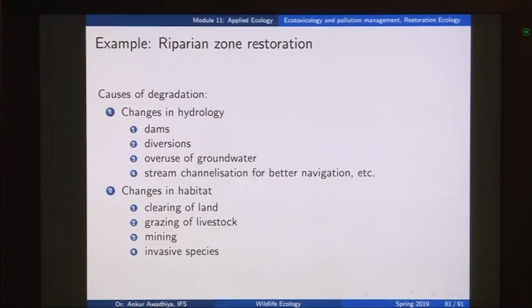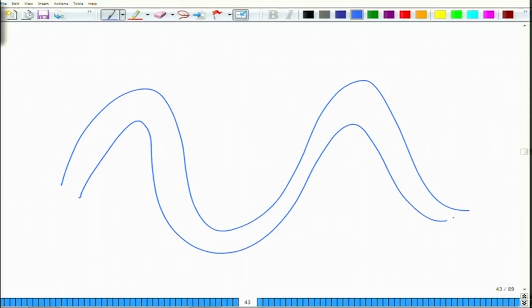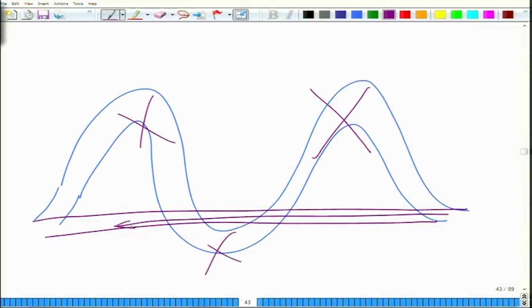So, in a river zone area, you can have different kinds of degradation. You can have changes in hydrology because of dams, diversion or overuse of groundwater, or stream channelization for better navigation. Now, when we say stream channelization, what you are doing is that you have this particular area in which you have this stream, and what you do is that you make it a flattened or a streamlined stream. So, you connect these two areas like this. So, now all of these bends are gone, and you have a straight channel which you can use for navigation.